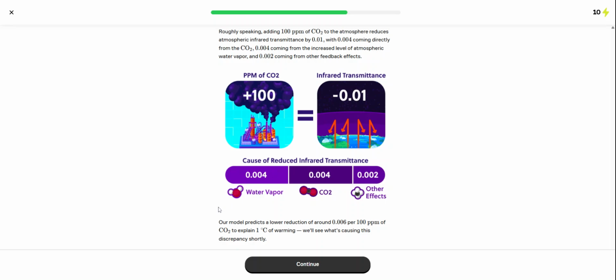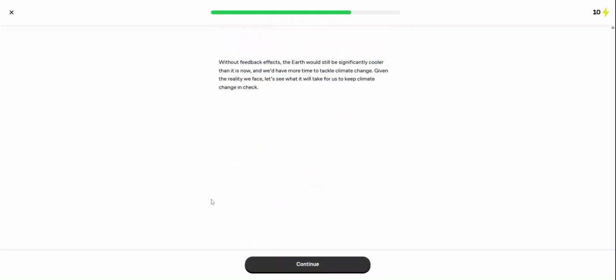Our model predicts lower reductions, around 0.006 per 100 parts per million of CO2, to explain 1 degree Celsius of warming. We'll see what's causing this discrepancy shortly. Continue to the next screen. Without feedback effects, the Earth would still be significantly cooler than it is now, and we'd have more time to tackle climate change. Given the reality we face, let's see what it would take for us to keep climate change in check. Something we still have to discover later when we reach the closing stages of this chapter. Continue.